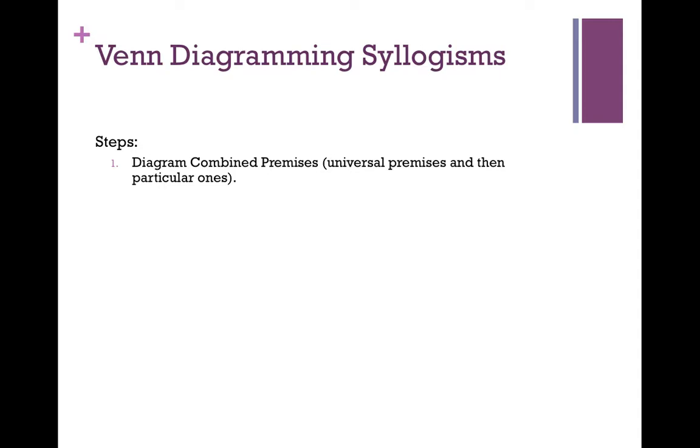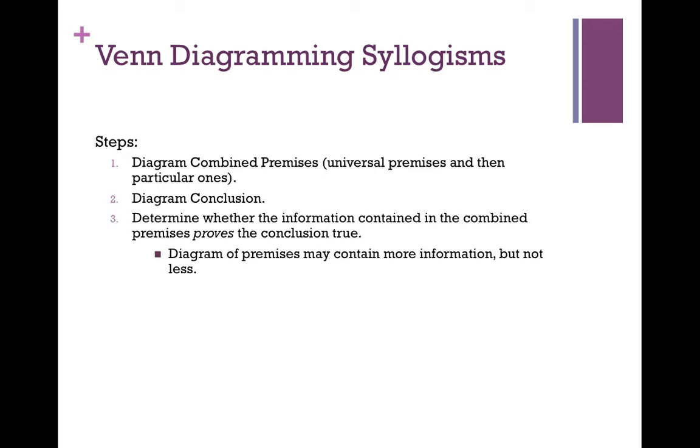But we diagram the combined premises, and then we diagram the conclusion. And then once we've done that, we determine whether the information combined in the premises proves the conclusion true. Now, as I say here, the diagram of the premises may contain more information, but it can't contain less. And when it comes to doing step 3 here, it's different for what we do when we're talking about a universal conclusion versus a particular conclusion.